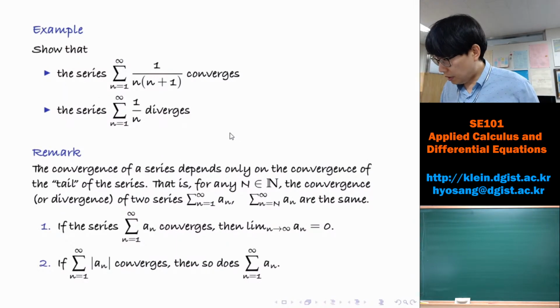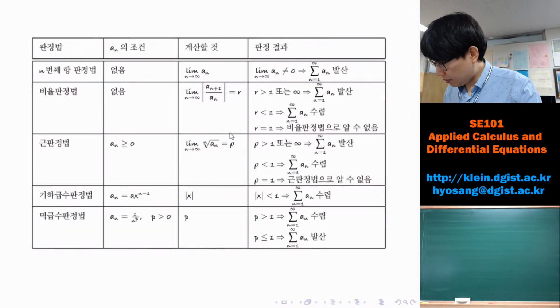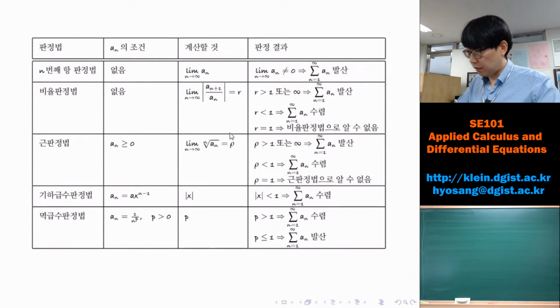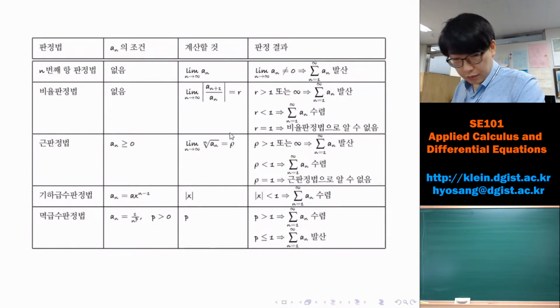Okay, so let's start. Last time we talked about series and we introduced several methods of testing the convergence and divergence of series. The easiest way is the nth term test, the first one right here. This is the easiest one, and there's no condition on each term in the series.